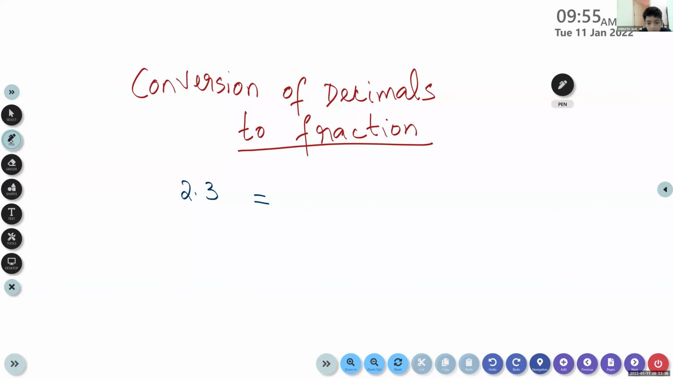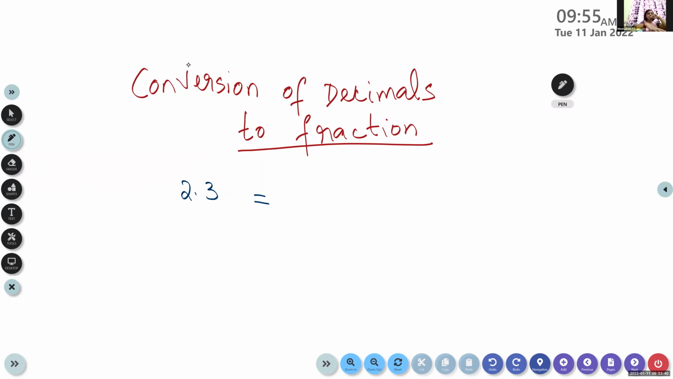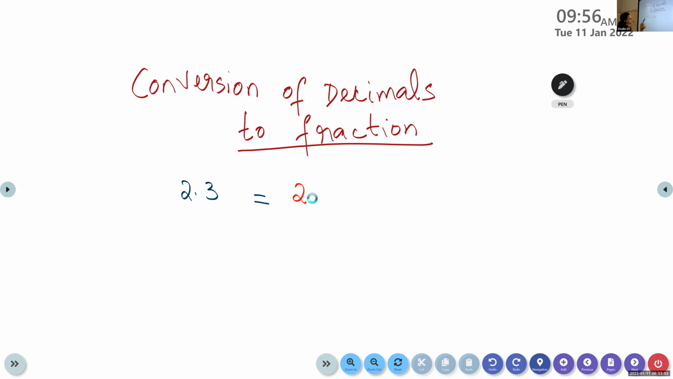fraction. It's a decimal number. So what is the first step? I am going to explain. First, you have to write the number without the decimal point. Listen carefully. So 2.3 we will write just 23. So what is that number?